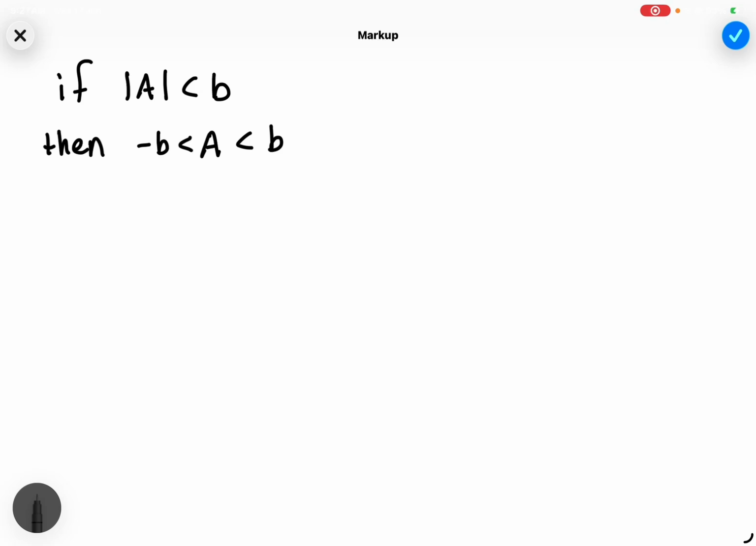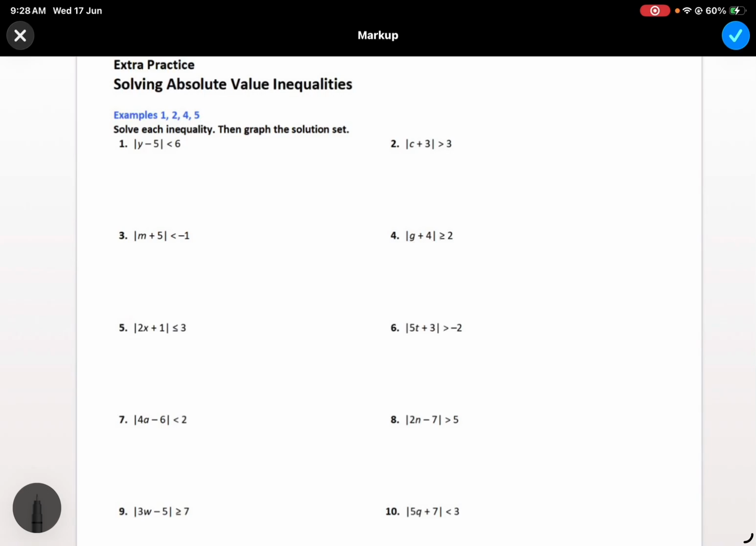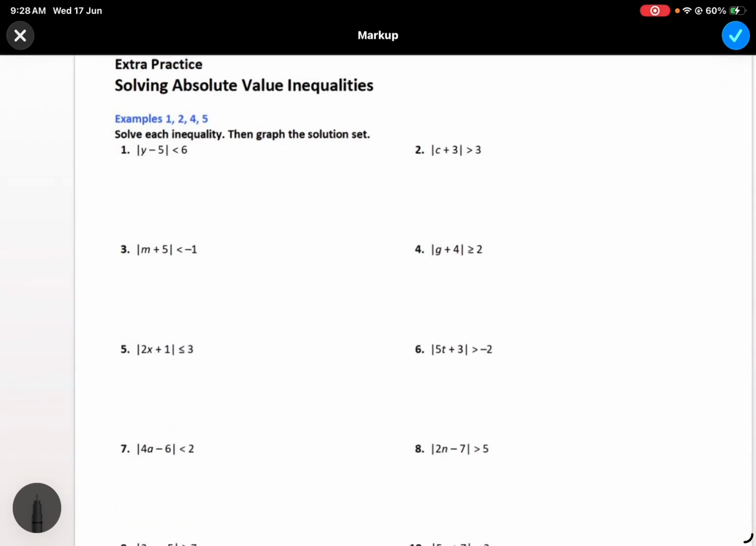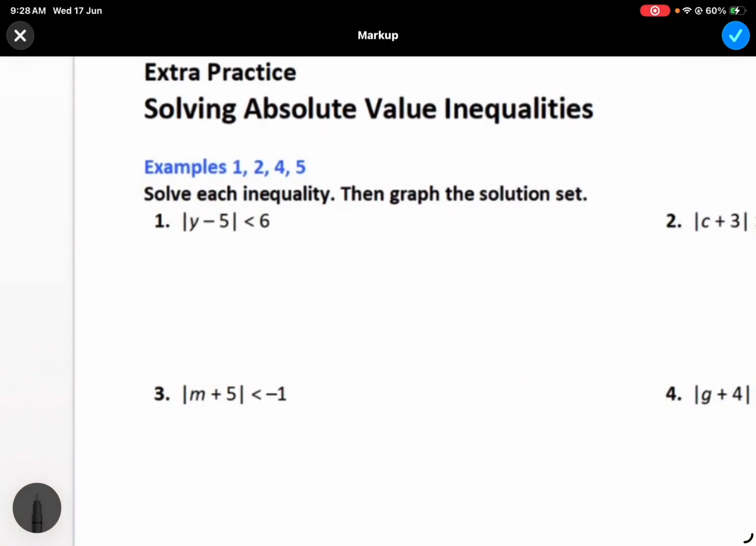How do I explain that to you? Okay. The second one is if the absolute value of A is greater than B, then the answer is A is less than negative B, or A is greater than B. Yup. That's it. Now, starting with the practice for the absolute value inequalities. This is module 6, lesson 4.